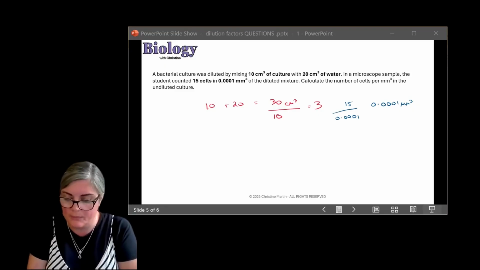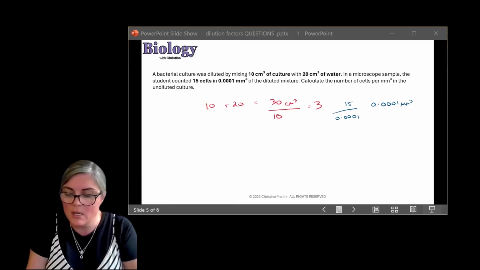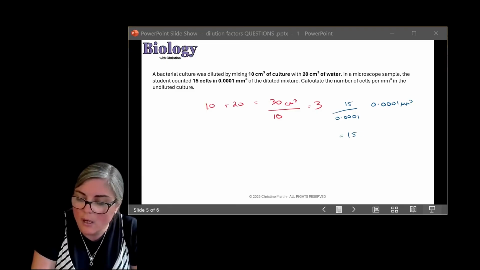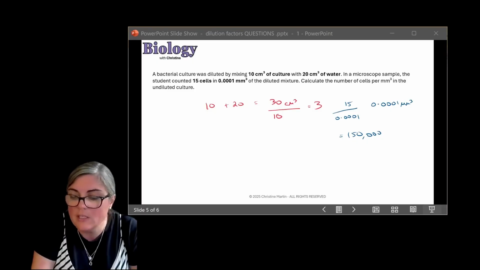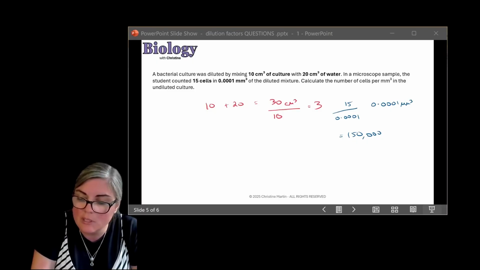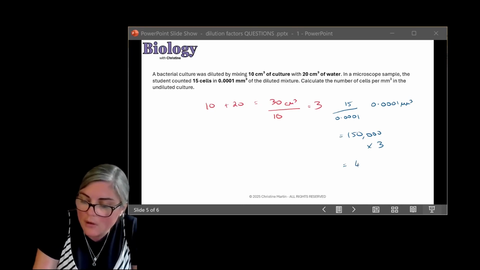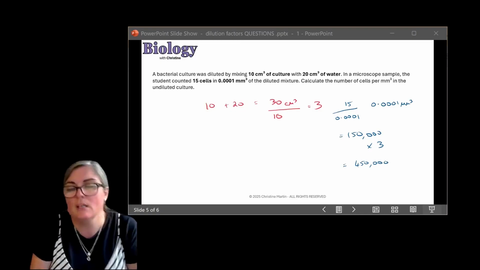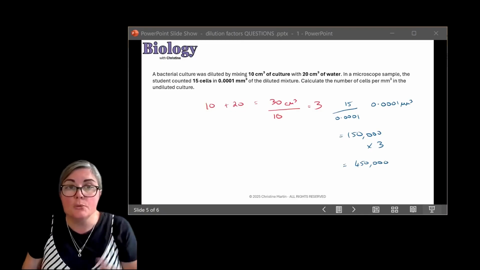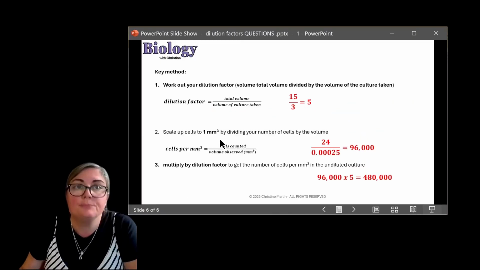Double check your working. So 15 divided by 0.0001 equals 150,000. And then what I'm going to do is I'm going to times that by my dilution factor, and that therefore obviously is going to be 450,000. So what's the skills you need to learn?